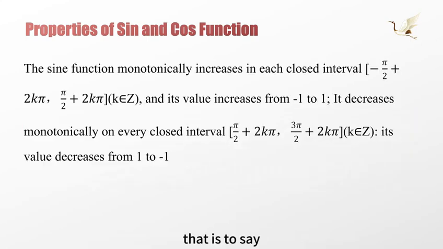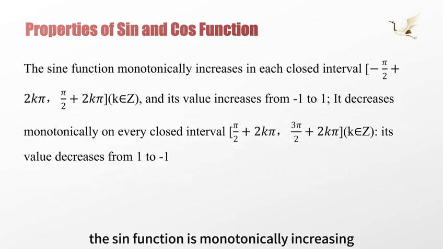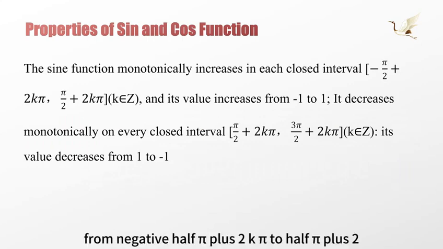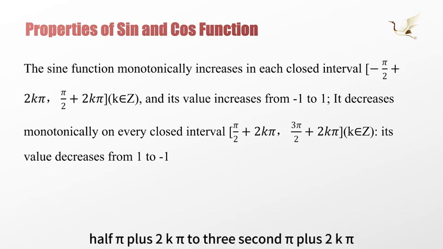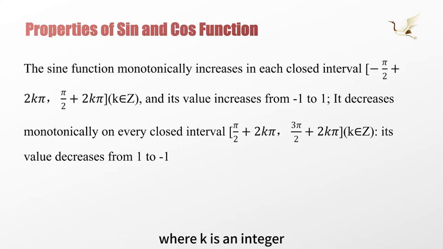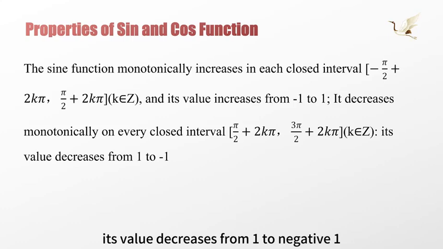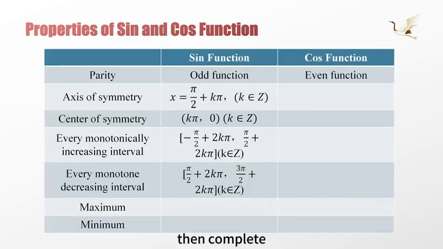That is to say, the sine function is monotonically increasing in every closed interval from -half pi plus 2k pi to half pi plus 2k pi, where k is an integer. Its value increases from -1 to 1. In each closed interval from half pi plus 2k pi to 3 half pi plus 2k pi, where k is an integer, it is monotonically decreasing. Its value decreases from 1 to -1. Then complete the table.